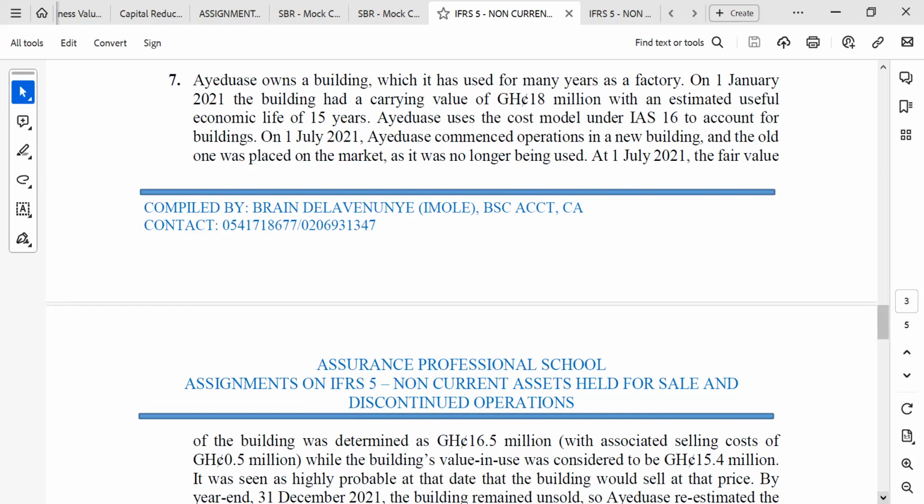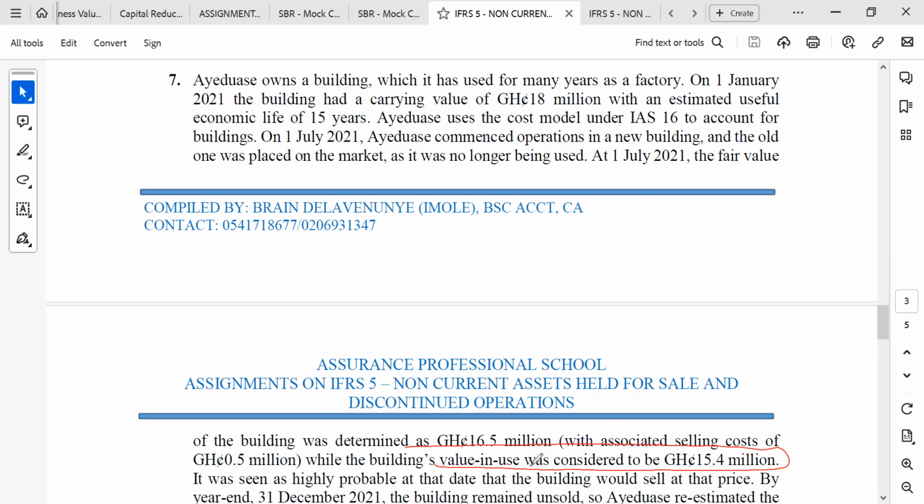When do we use value in use? Or what is value in use? We use value in use purposely for a continual usage of the asset. So if you want to continue using the asset, what is the economic benefit that the asset is going to derive to the entity as a result of the continual use over the period? So value in use is for continual use.